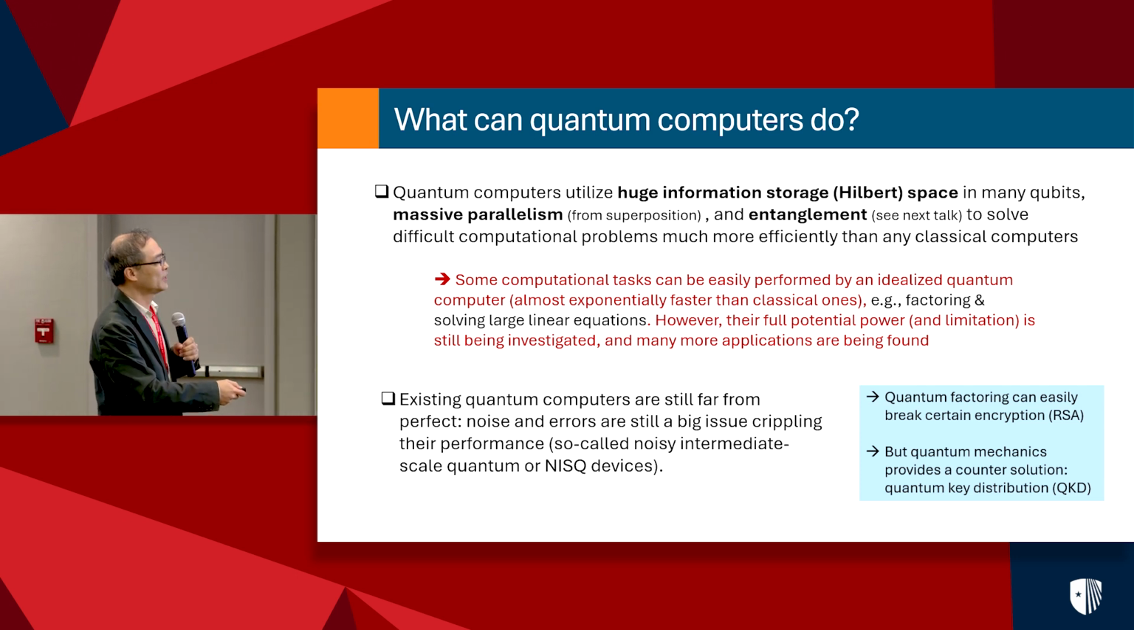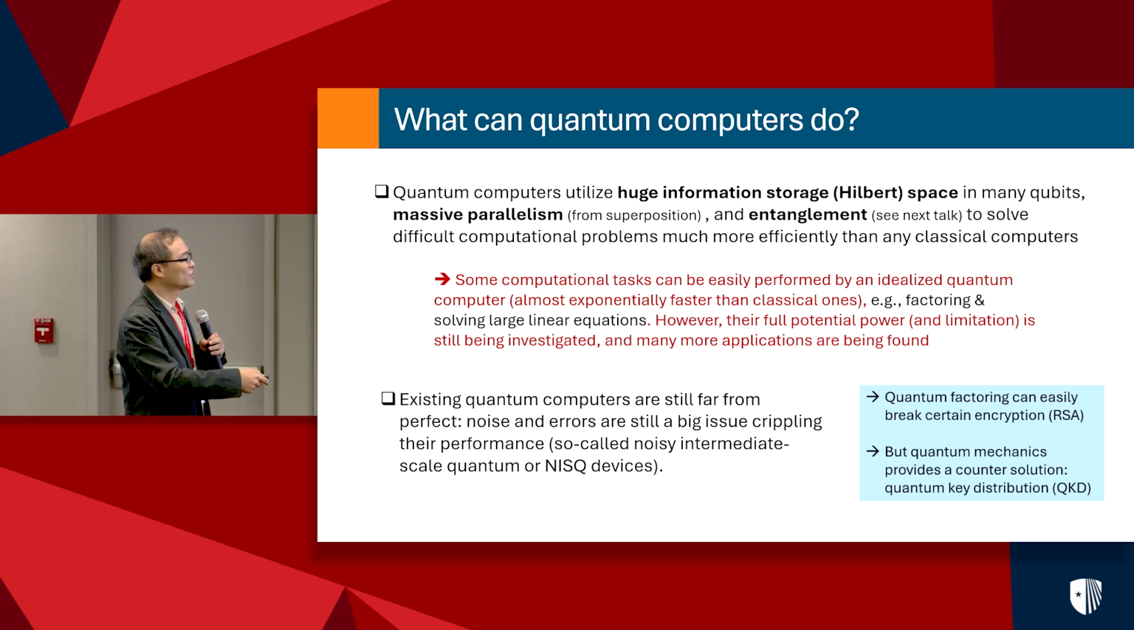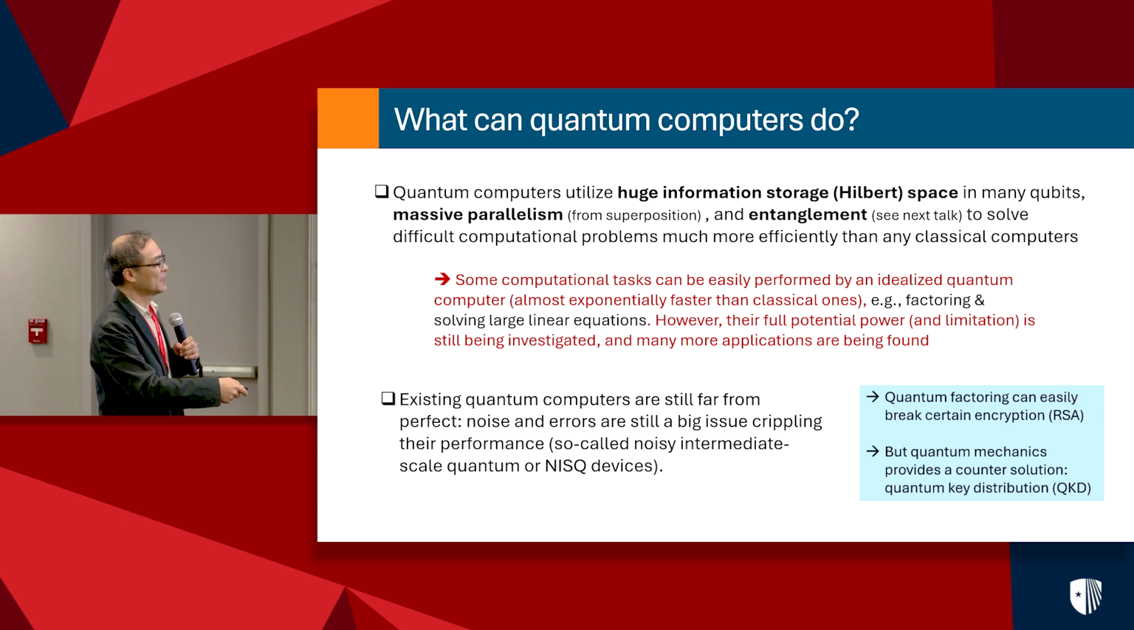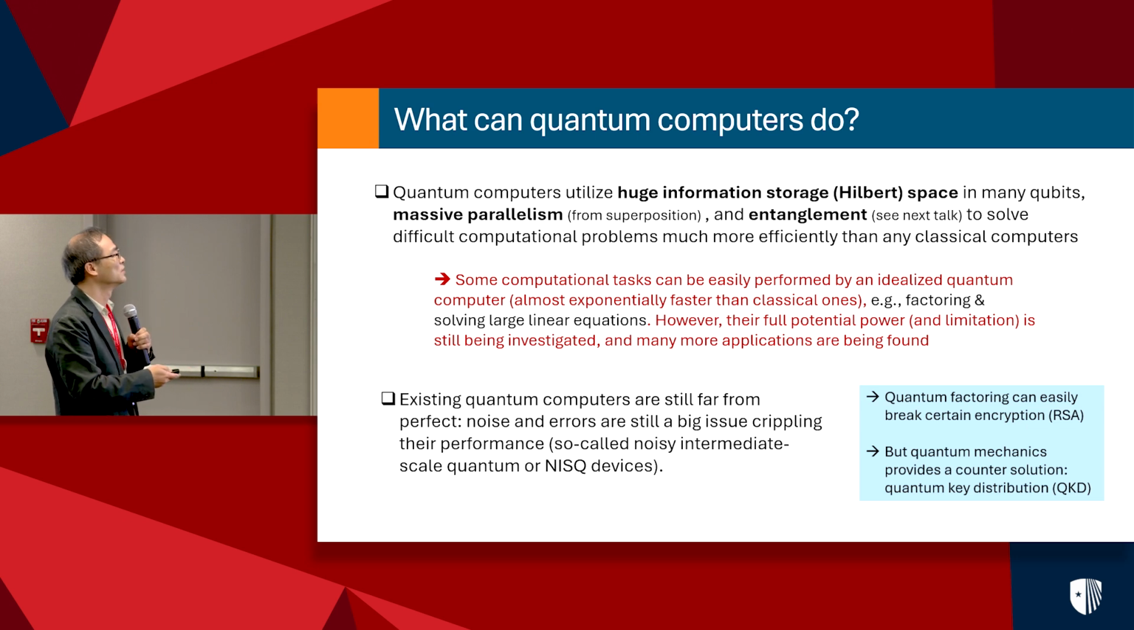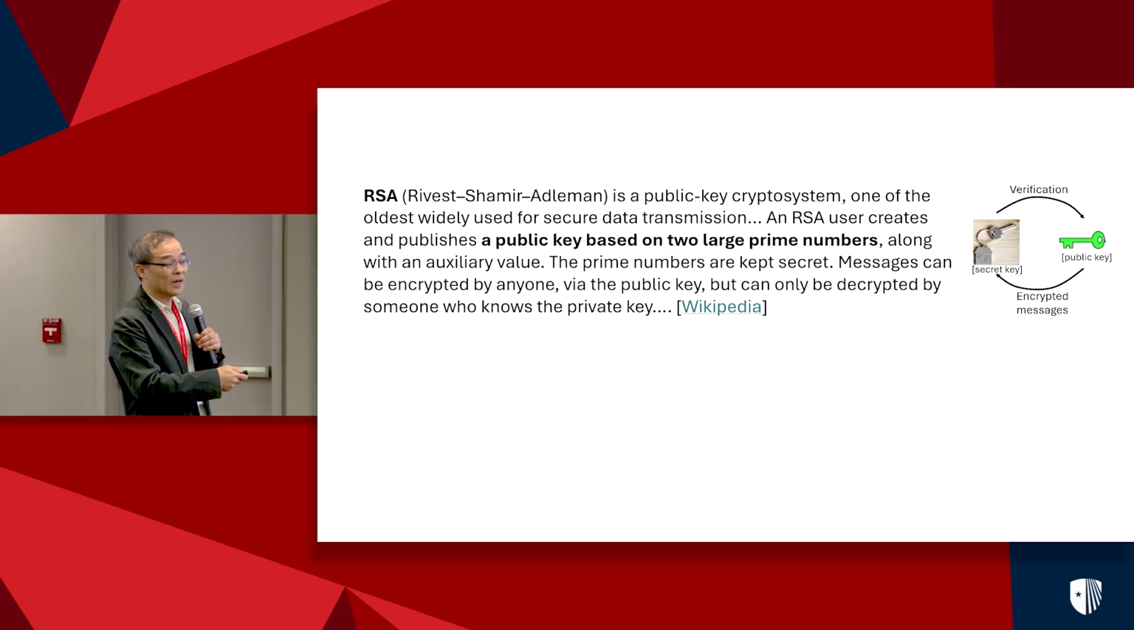So I want to particularly emphasize factoring. It can easily break some encryption called RSA. But I also want to point out that this threat posed by quantum is actually solved by quantum. You can actually use quantum to perform quantum key distribution. You heard a talk by our distinguished Professor Eden Figueroa on his quantum internet that could enable this quantum key distribution. So I want to point out this RSA.